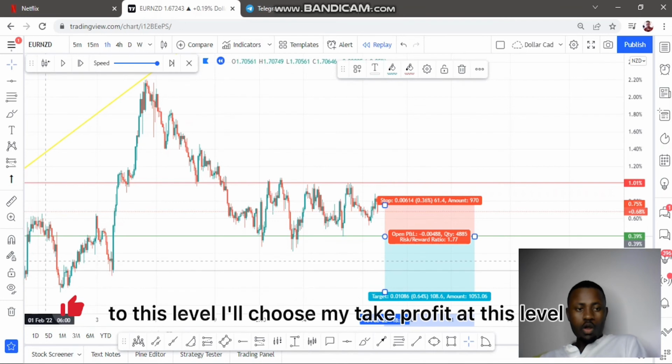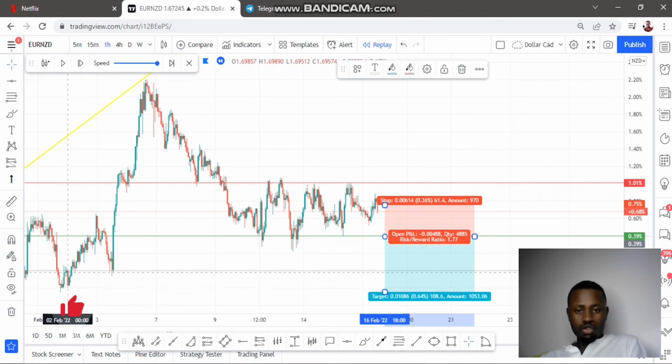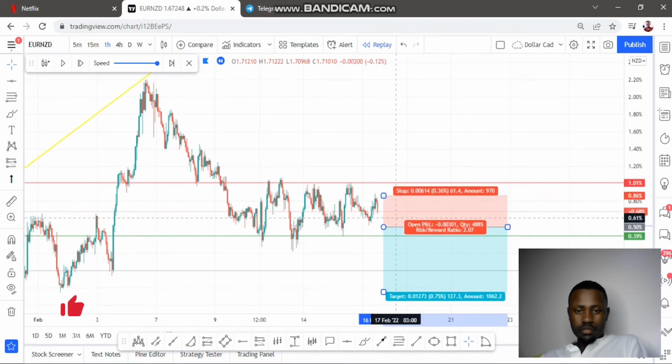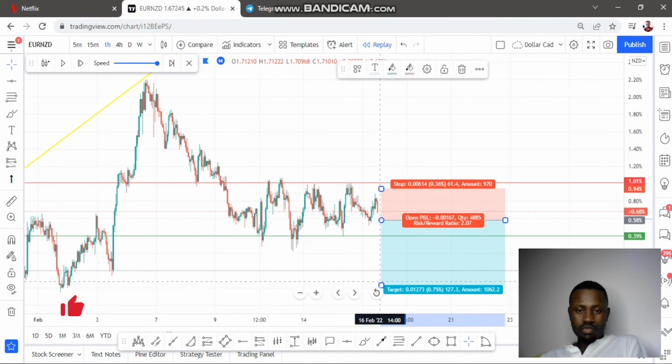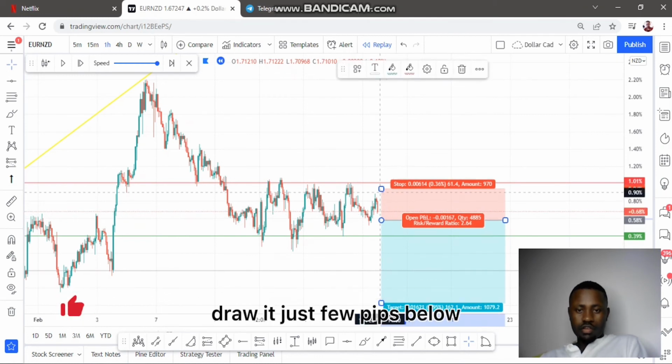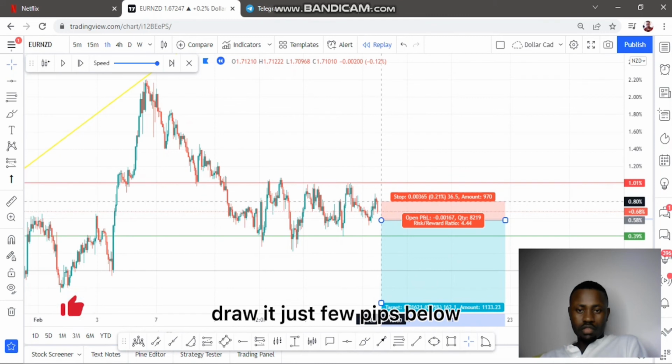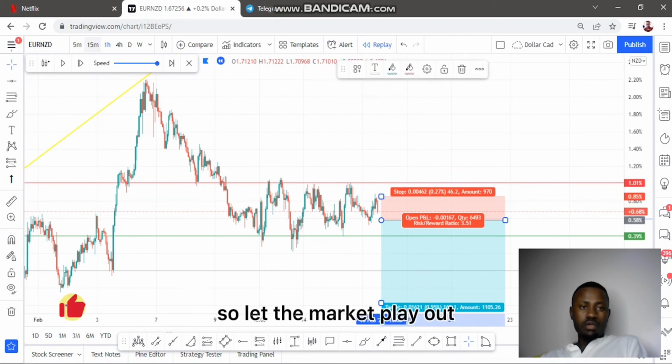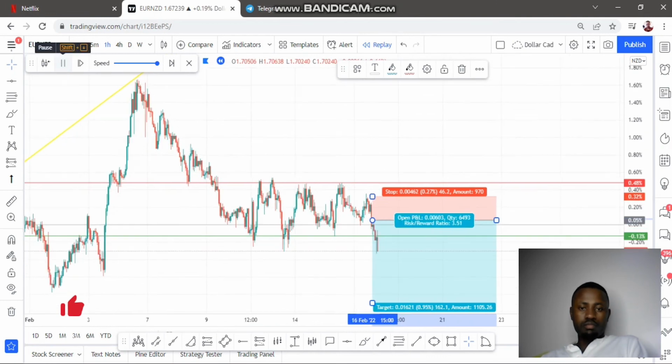To this level. I'll choose my take profit as this level because the market has been strong here, so it has come back here. I will increase it more, drag it there, around here. Then I'm risking just a few pips, guys. So let the market play out.